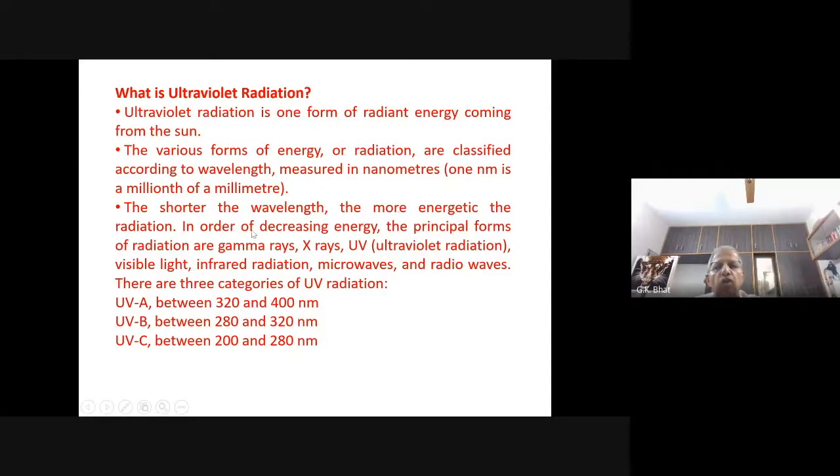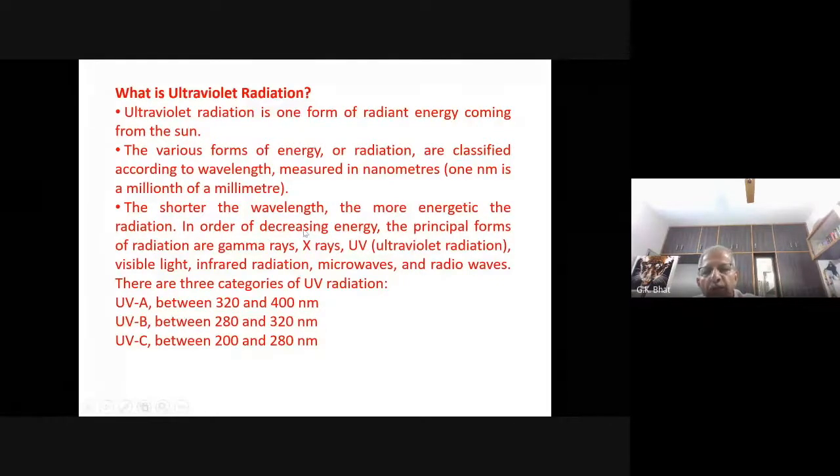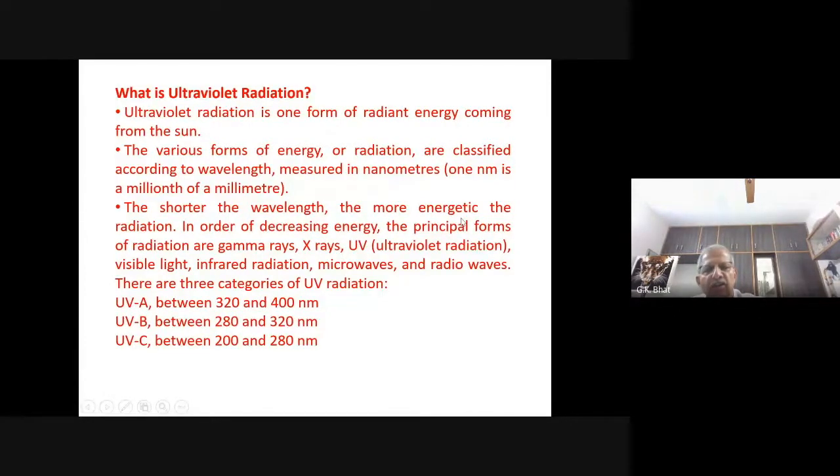Look here. The shorter the wavelength, the more energetic the radiation. In order of decreasing energy, the principal forms of radiation are gamma rays, X-rays, UV rays. I said the shorter the wavelength, the more energetic the radiation. So you have three categories of UV radiation. Just remember, UVA, UVB, UVC.